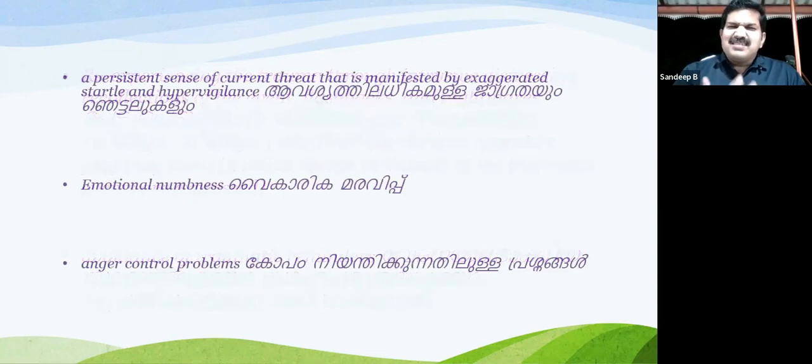And there will be a persistent sense of current threat that is manifested as exaggerated startle and hypervigilance. They are all the time in a hyper-alert state. There will be emotional numbness. So these are some symptoms of PTSD.